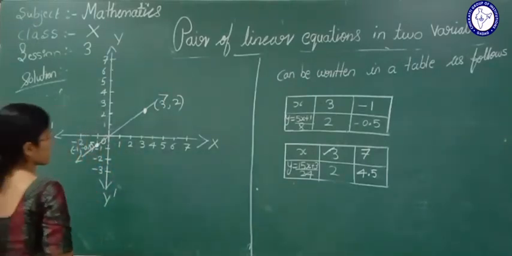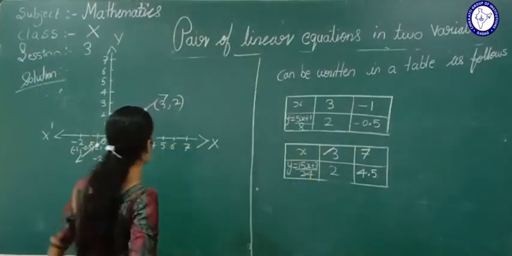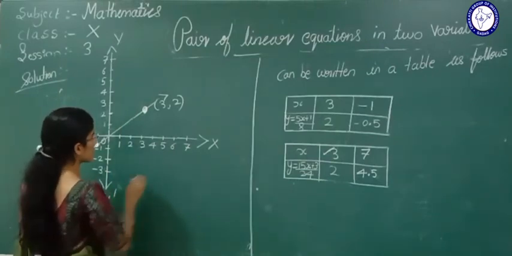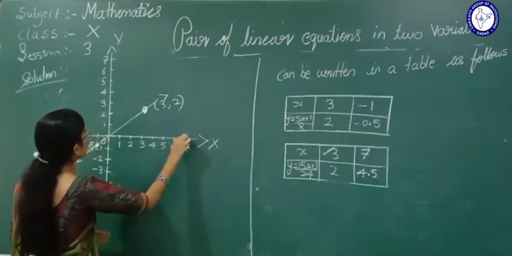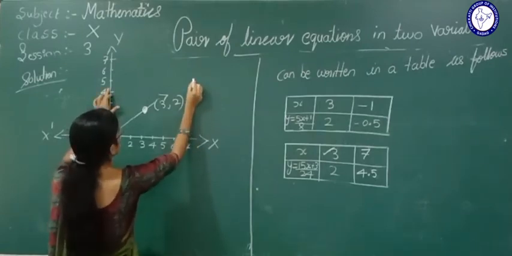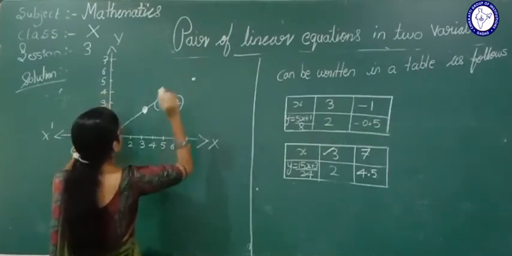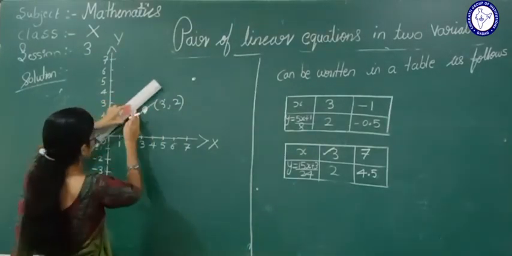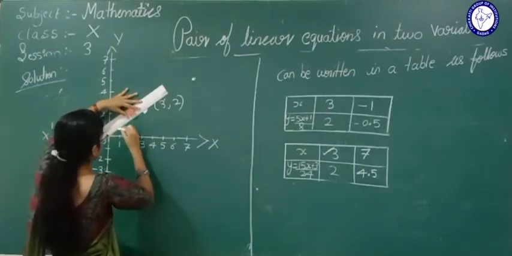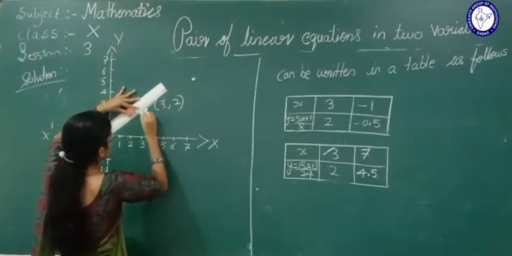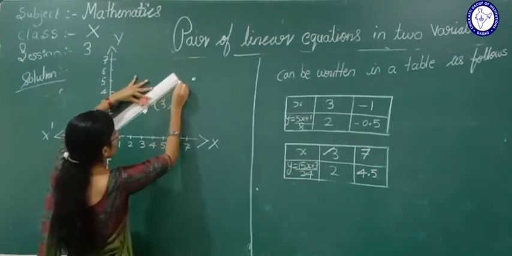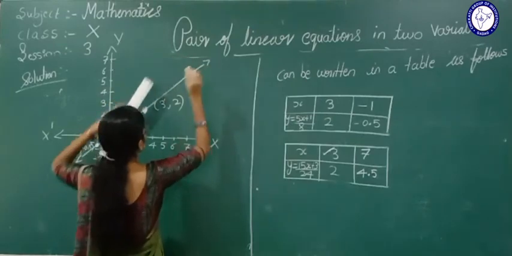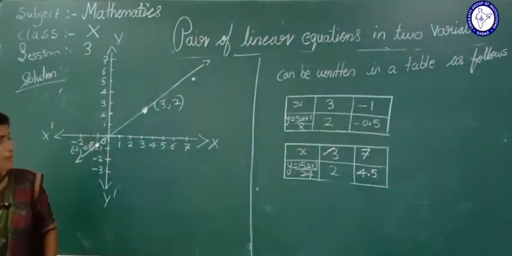Again we will go for the second equation. When x is 3, y is 2. When x is 7, y will be 4.5. It is somewhere here, right? Now see here, the first line, whatever we have drawn, it will extend. If we extend, it will go on continuing.